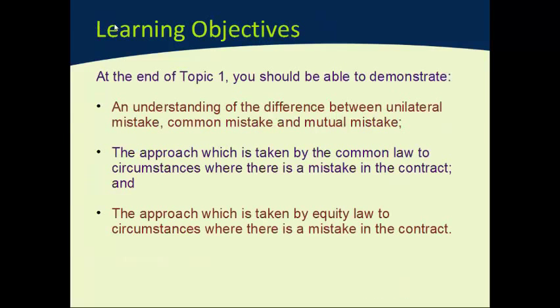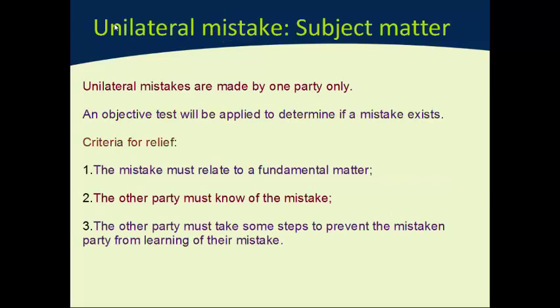So this week, in week one, we're going to talk about mistake. We're going to look in particular at three things. We're going to start by looking at the different types of mistake: unilateral mistake, common mistake, and mutual mistake. We're going to look at the response by the common law where there's a mistake in the contract. And finally, we're going to look at how the law of equity will deal with those sorts of mistakes if it turns out that the common law is unable to do so effectively. So let's get on with it.